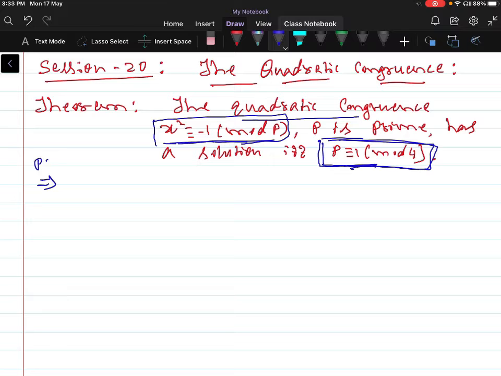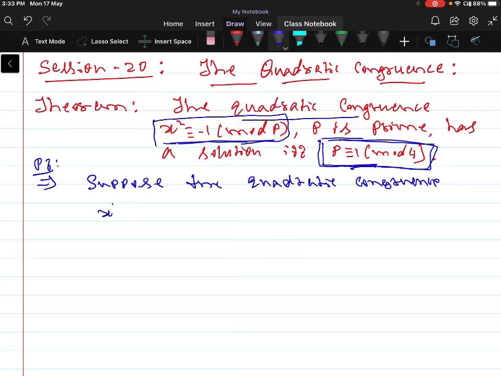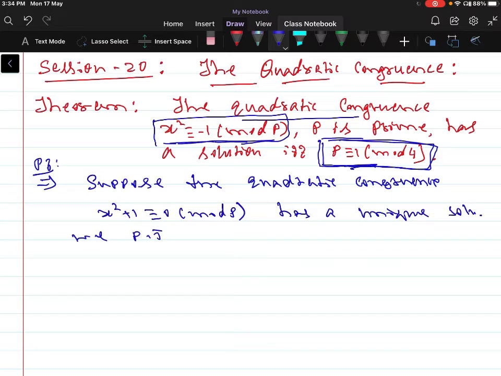In the first part, suppose the quadratic congruence x squared plus 1 is congruent to 0 modulo p has a solution, then we prove that p is congruent to 1 modulo 4.